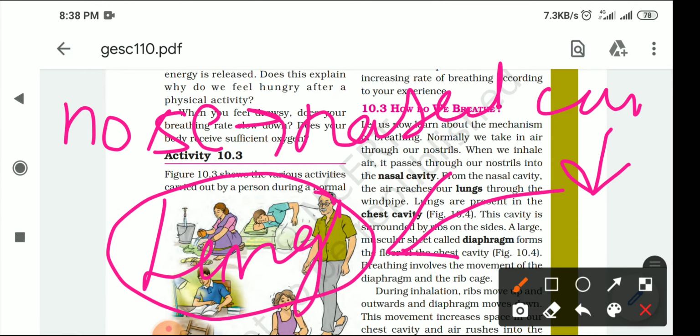Now when we are talking about our lungs, our lungs are protected by the ribs, because you know that lungs are soft organs. So how are they protected? They are protected by the rib cage. The rib cage is basically bones which protect our lungs from external shock and all. So the rib cage is there, and if you see on the downside of the lungs, there is the diaphragm. The diaphragm is basically on the downside of your lungs.